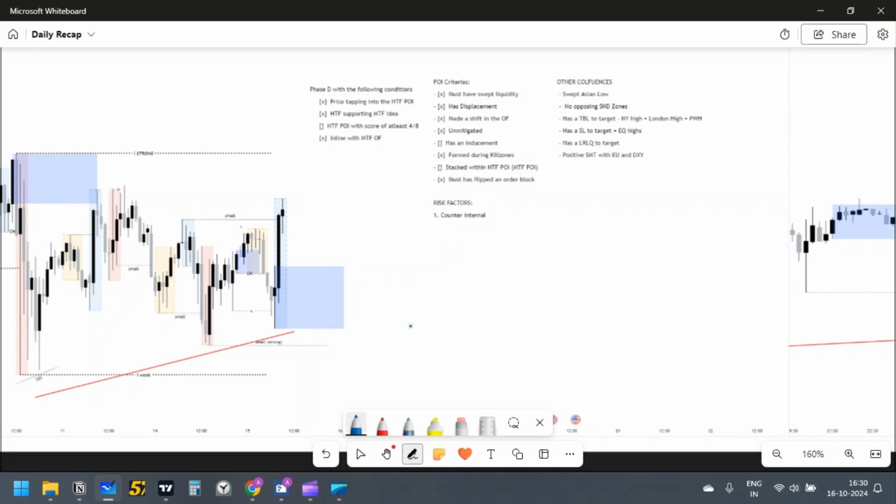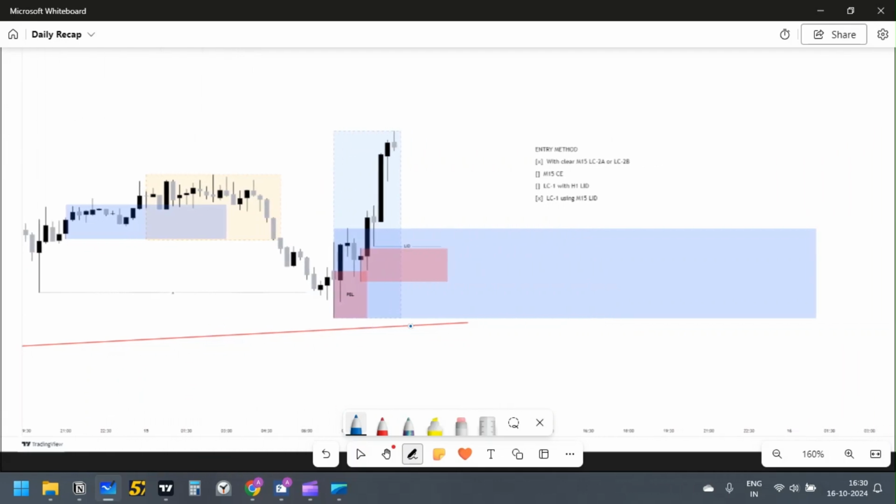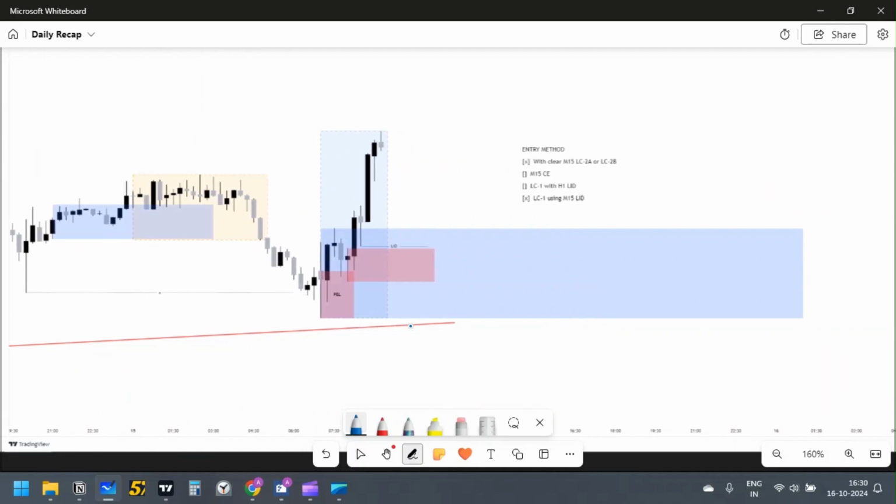For me, I would just take this trade politely, and I would be happy to lose my capital on these kinds of risks. And what is the entry method? Entry method is LC1 for 50 play outs. This is the last unmitigated demand. If the price managed to come down and tap into this demand, I would definitely take LC1 and boom, I would hope a lot for the price to move up.